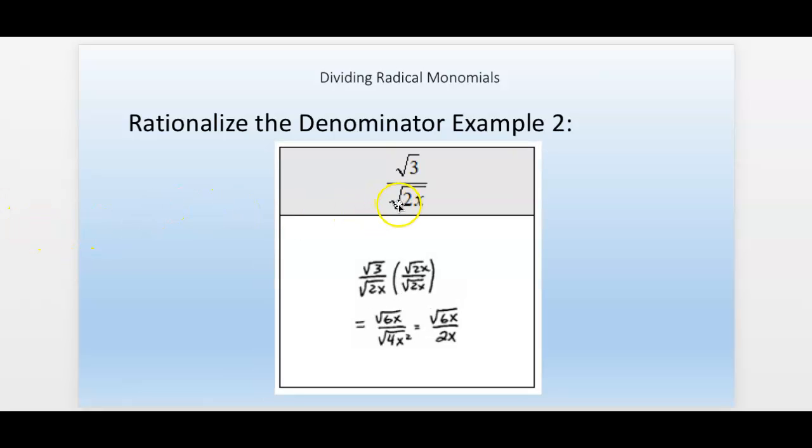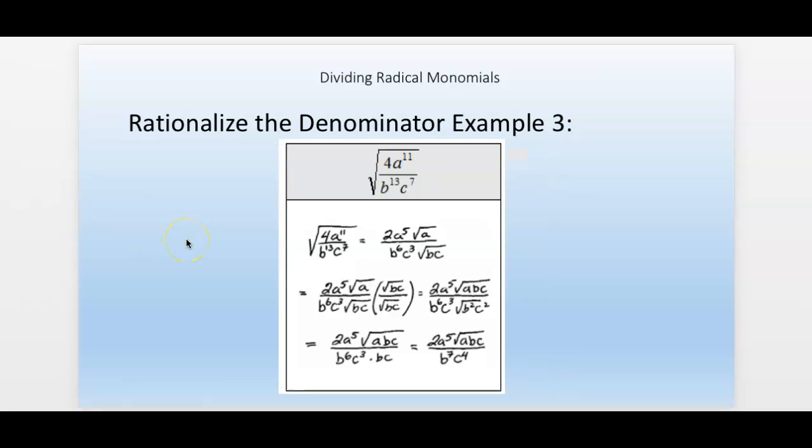Here's another example where we have the square root of 2x underneath. So I'm going to multiply the top and the bottom by the square root of 2x to get rid of it. All right, so the top becomes the square root of 6x, because 3 times 2 is 6. And the bottom, again, just becomes 2x. And we've gotten rid of the radical. That's what we're trying to do here.